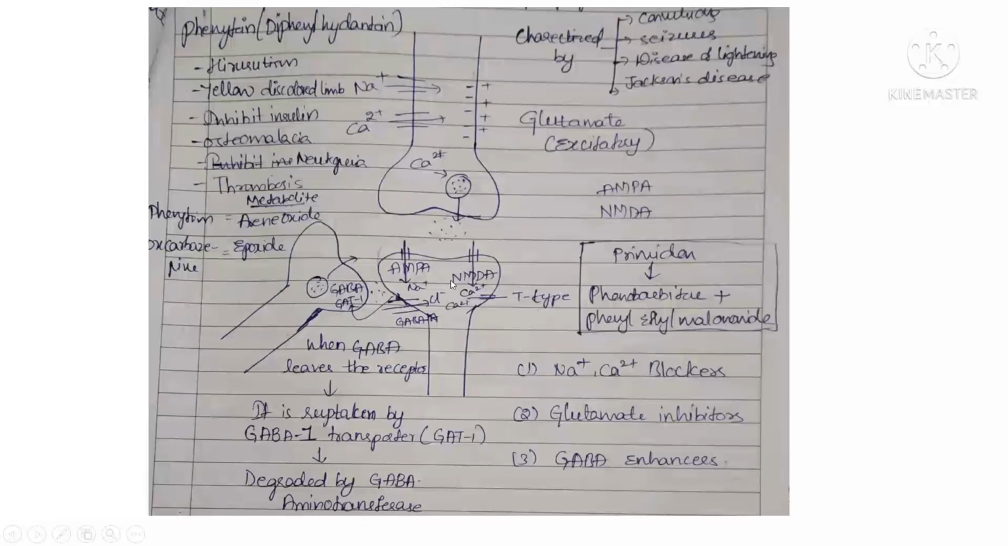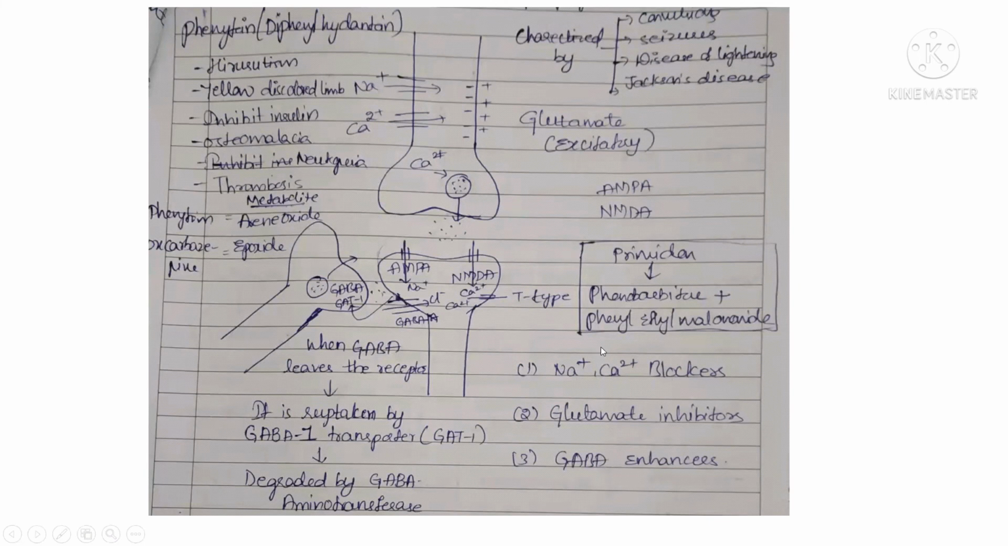So to control that excitation, we need GABA near the receptor site. Now the drugs we prepare should retain the GABA at the receptor site to decrease the excitation. So the drugs we take are, first, sodium and calcium blockers. The first target is on the conduction of nerve impulse. What happens if we block these sodium and calcium channels? There is no entry of these ions into the nerve terminal. Then there is no release of neurotransmitter into the synapse. In that way also we can decrease the excitation.